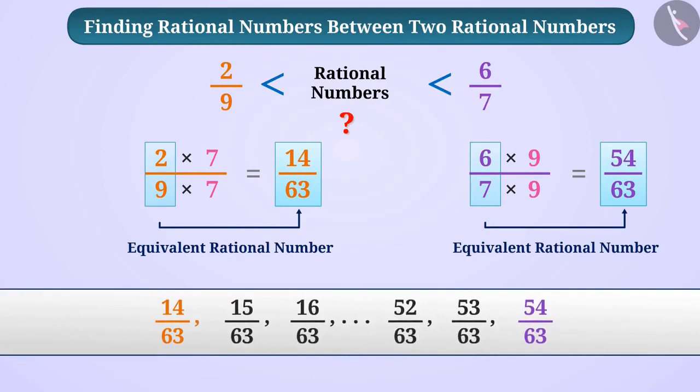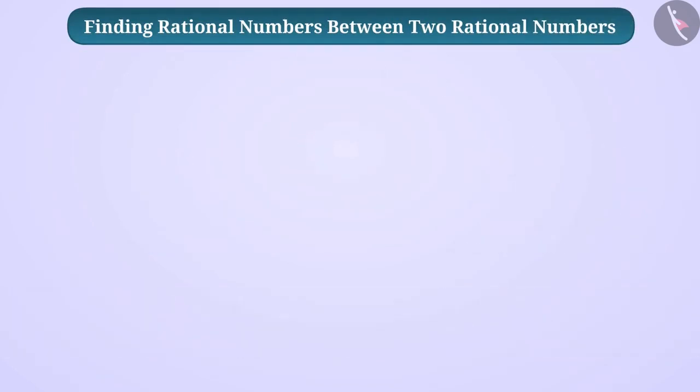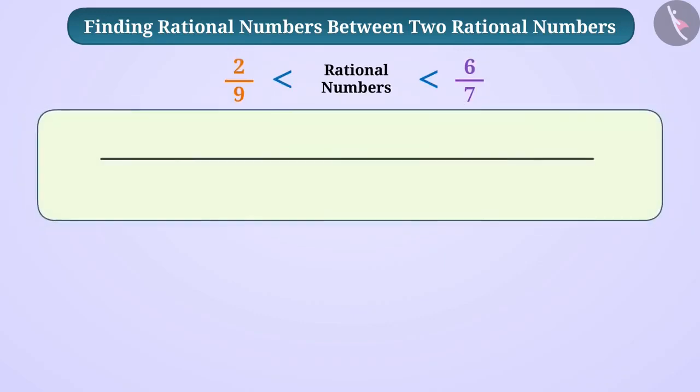Now let's learn another interesting method of finding rational numbers between two rational numbers. We will understand this by finding rational numbers between 2 by 9 and 6 by 7. First, we will represent these rational numbers on the number line. On the number line, dividing the distance between 0 to 1 into 9 equal parts, we can show the number 2 by 9 by taking 2 of these parts. Similarly, we can divide the distance between 0 and 1 into 7 equal parts and take 6 of these to represent the number 6 by 7.